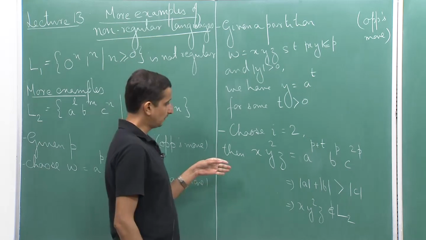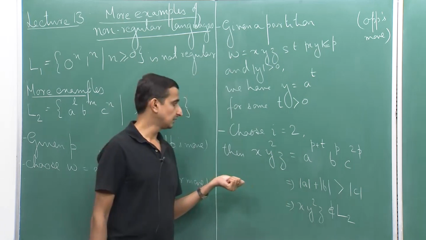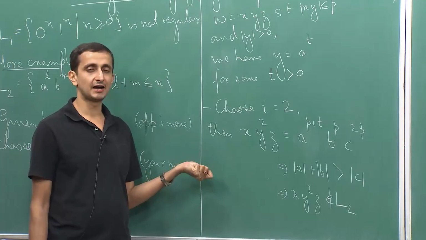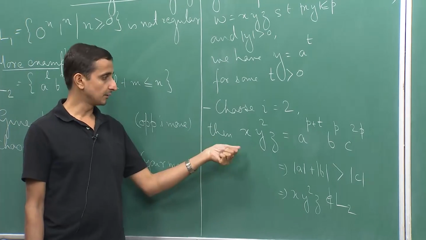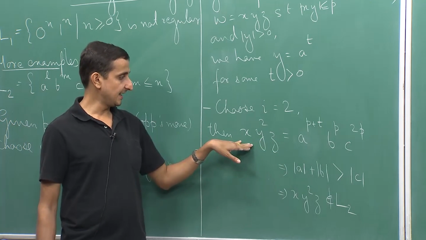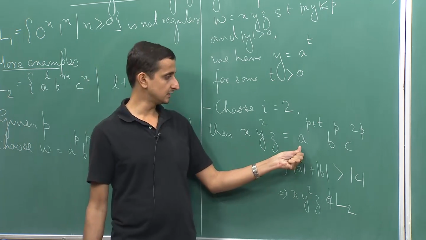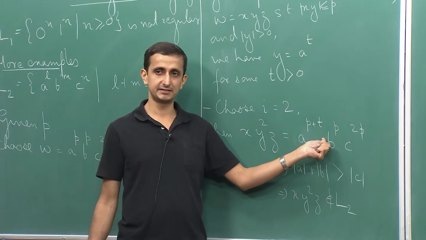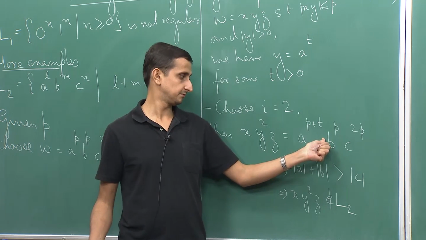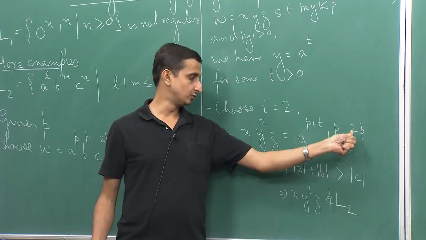So, now in this case we chose i equal to 2, but what would have happened if we chose i equal to 0? Observe that if we chose i equal to 0 here, then x y to the power 0 z would have been the string a to the power p minus t, because it does not have that many a's, b to the power p, c to the power 2p.